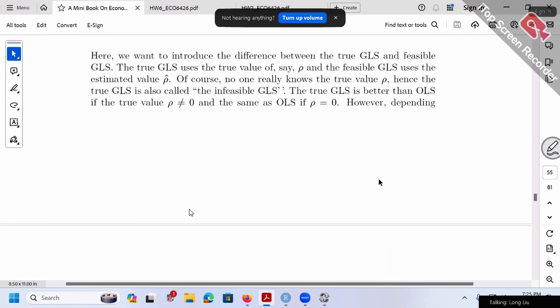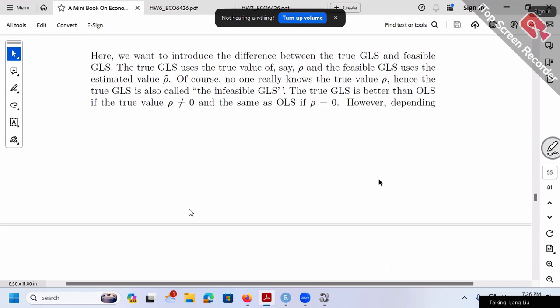So the nice conclusion is that a feasible GLS is better than OLS, but it has to be under the property that your rho hat is close to the true value of rho. If your rho hat is close to the true value of rho, then your feasible GLS is close to the true GLS, and the true GLS is better than OLS, so we can conclude that your feasible GLS is better than OLS. That's the conclusion, again under the assumption that rho hat is close to true rho.